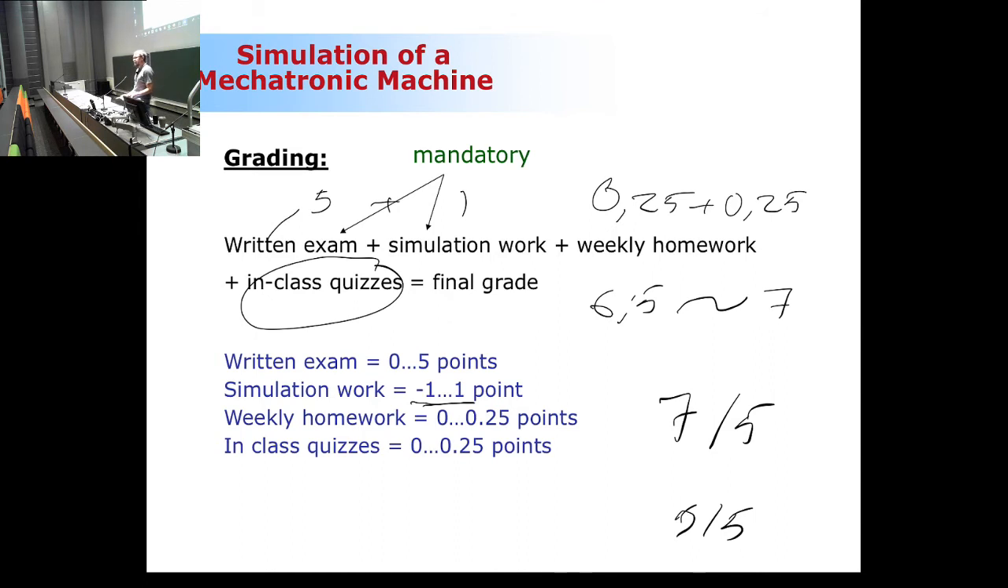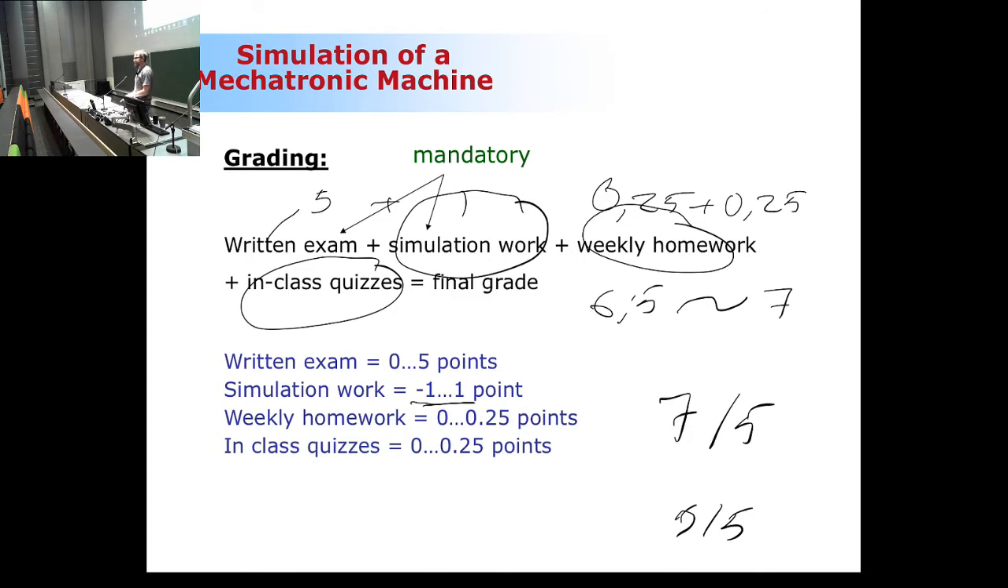Weekly homework, same thing. Easily you can get this 0.25. And look, it only makes sense to do this together. So if you only do in-class quizzes but not weekly homework, it helps no help whatsoever. So do both. So you can get one extra point and you can round it up. So it helps. Easy thing to cover.